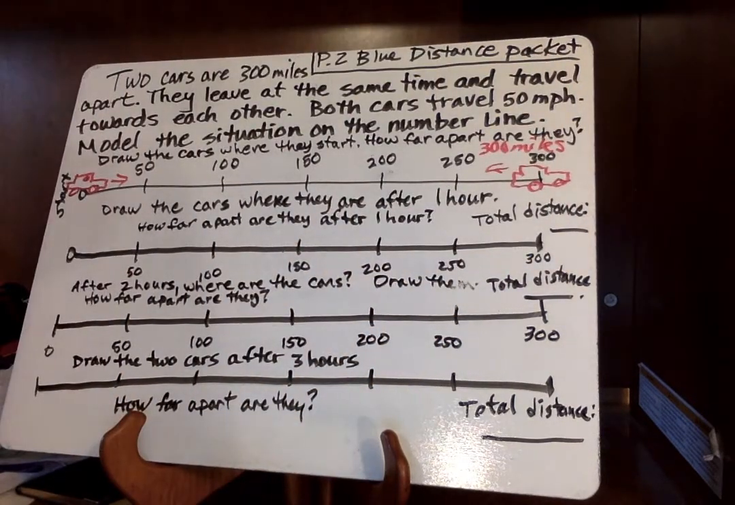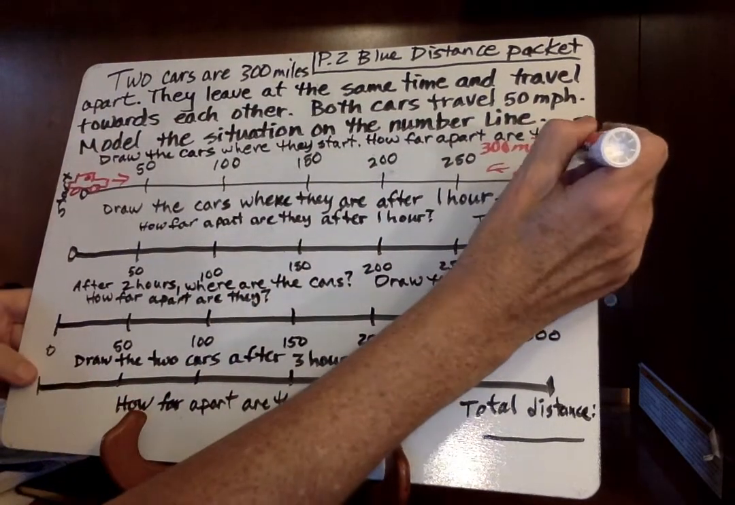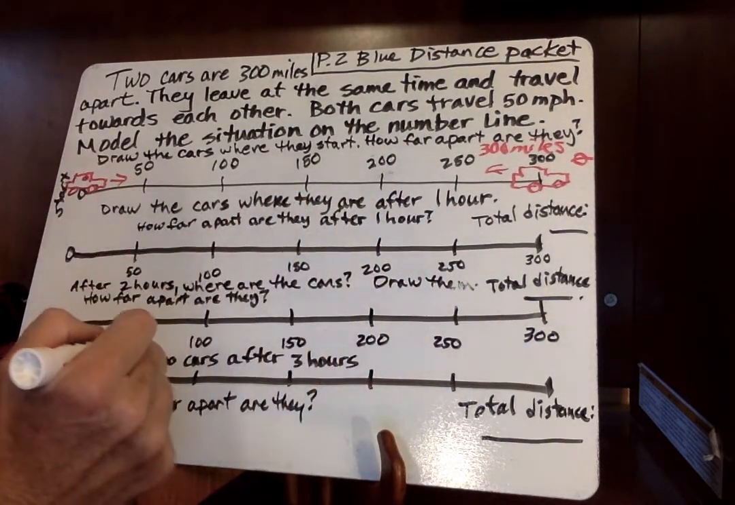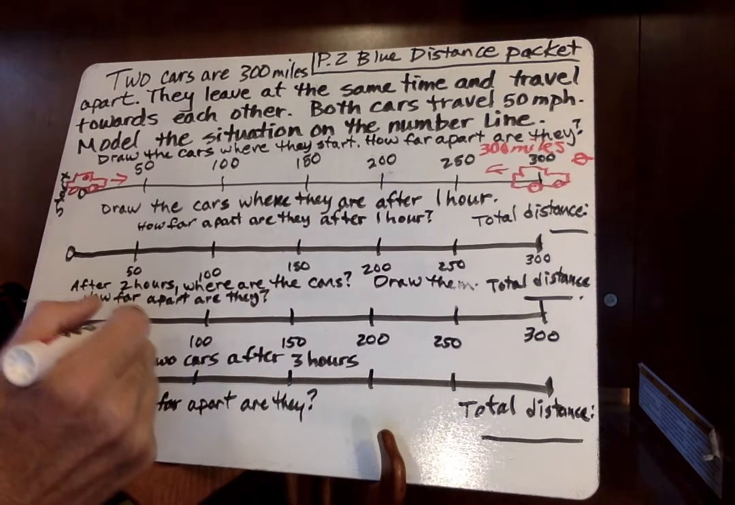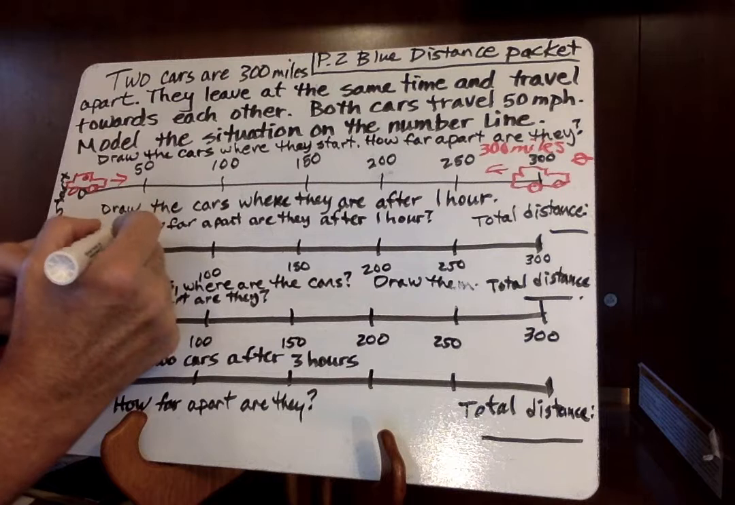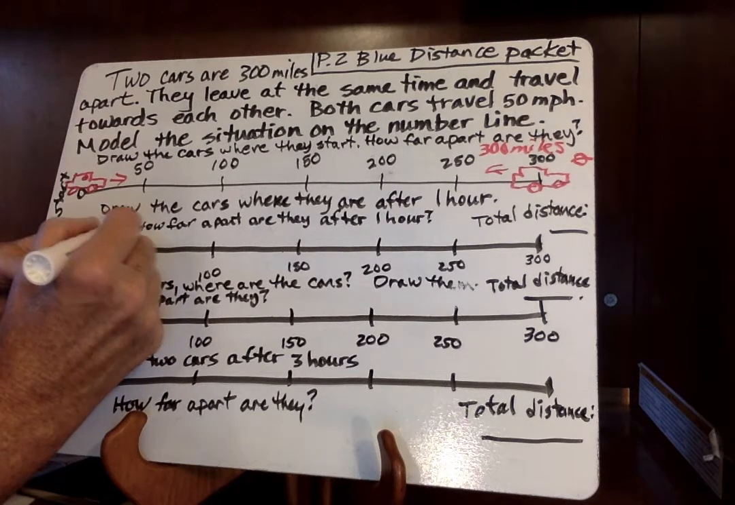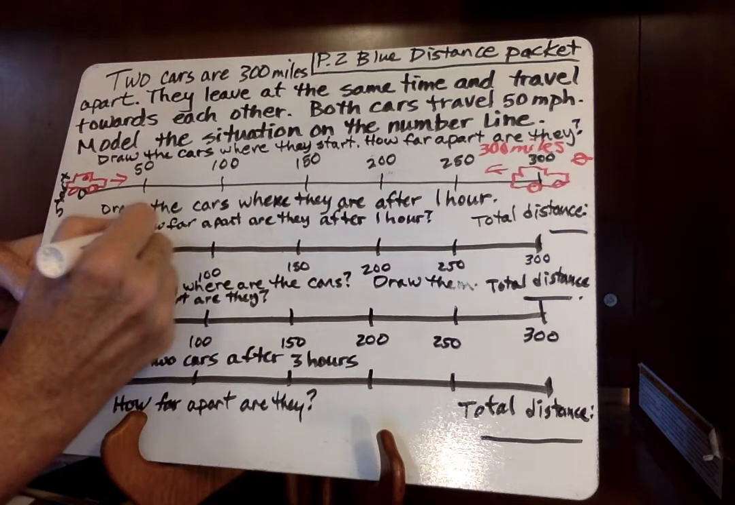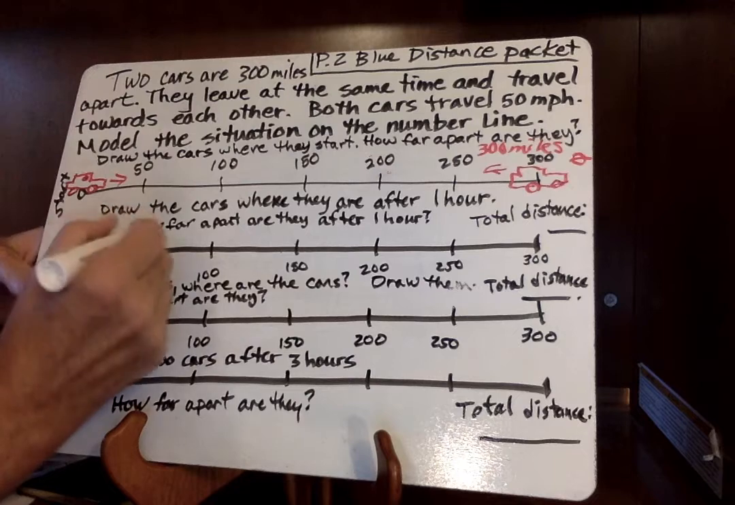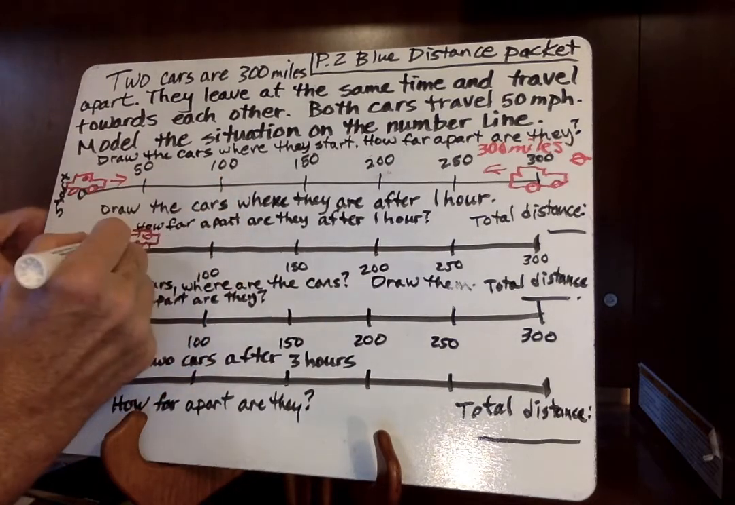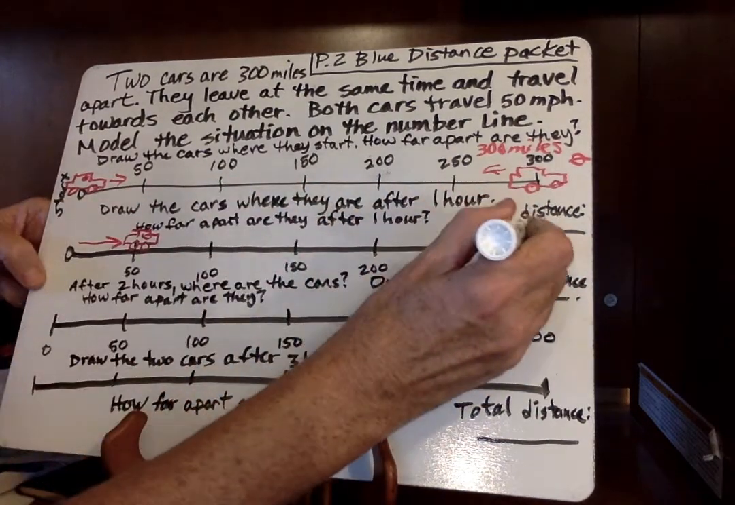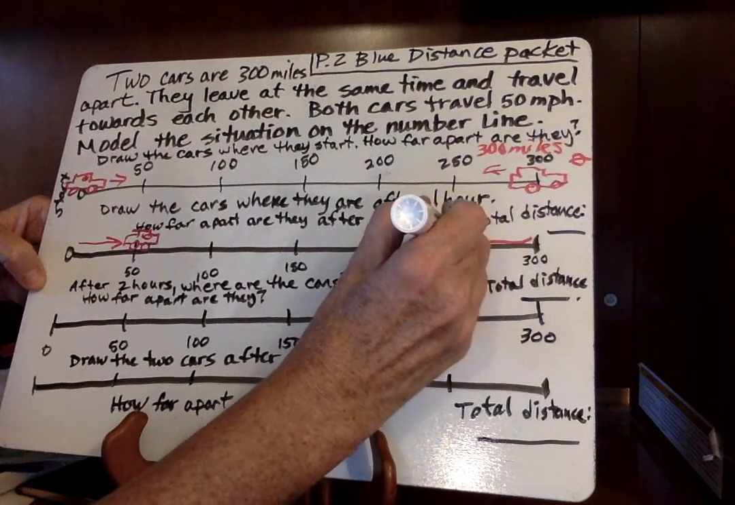Okay. Now, it says draw the cars where they are after one hour. Oh, so the total distance traveled right now is 0. So now we're going to draw the cars where they are after 1 hour. If they're both traveling 50 miles per hour, the first car after 1 hour has gone 50 miles. And again, know that I just cannot draw. There's the other car right there. Okay, it's gone 50 miles, and this car has also gone 50 miles because he's going 50 miles per hour.